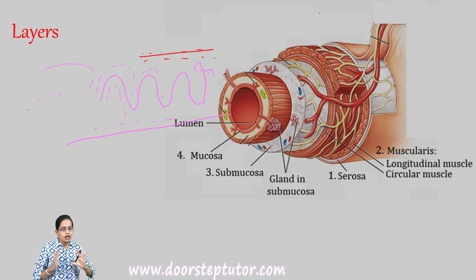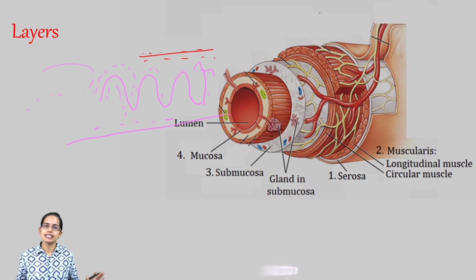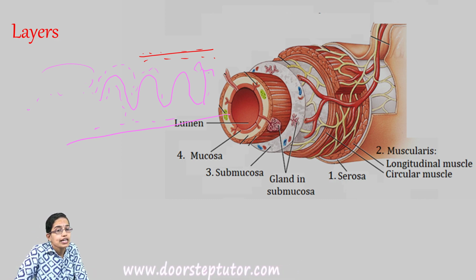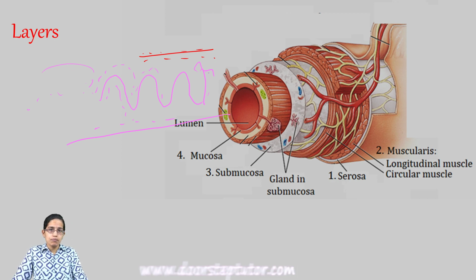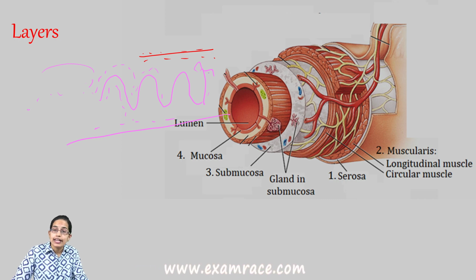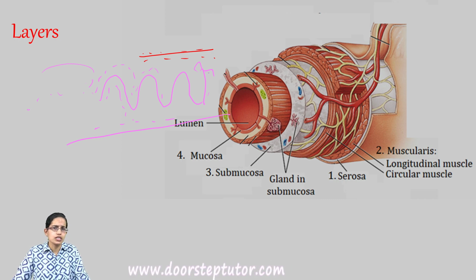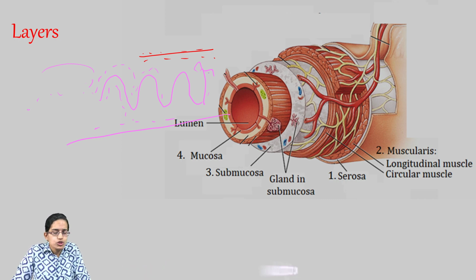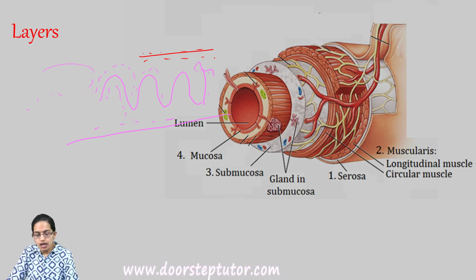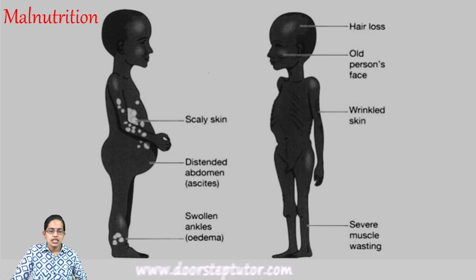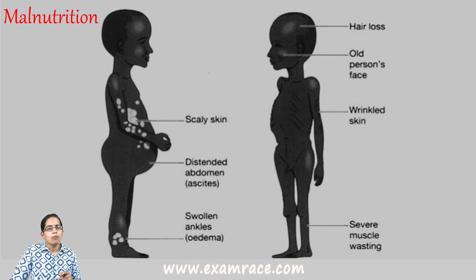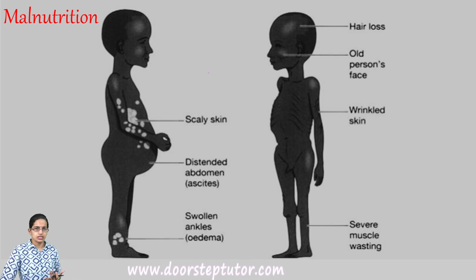Again, if our whole digestive system is not functioning well, definitely there are various kinds of diseases that could come up. So jaundice, cholera, typhoid, vomiting, diarrhea, constipation are some of the diseases which are most commonly seen and associated with the digestive system. The next important thing is the issues of nutritional deficiency. So there are lots of nutritional deficiencies that occur.